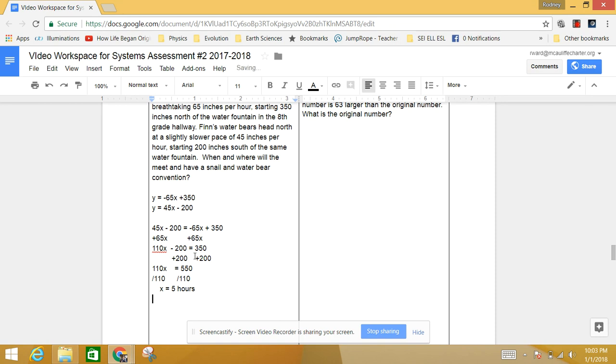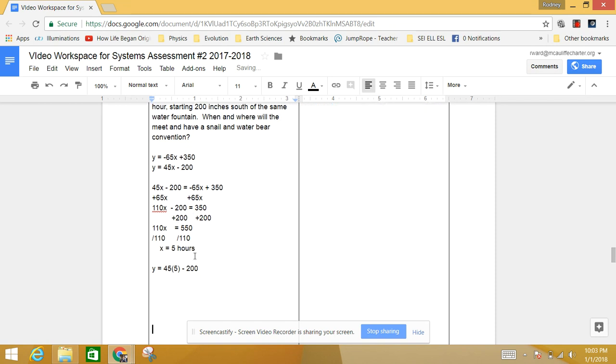Okay, now we're going to plug in that 5 into one of these equations to find out what y is. We're going to replace x with 5. So 45 times 5 is 225. And that's minus 200. And 225 minus 200 is 25. So y equals 25 inches.